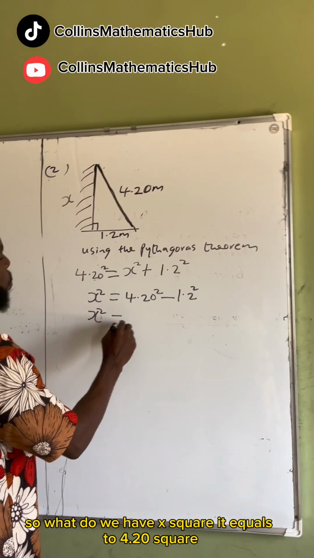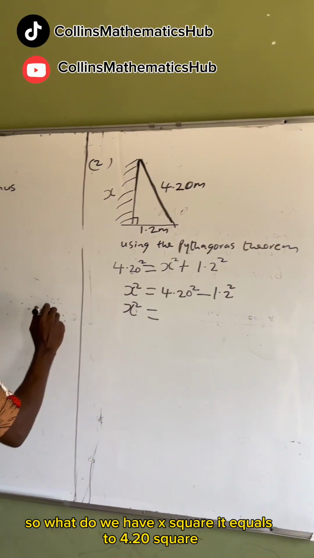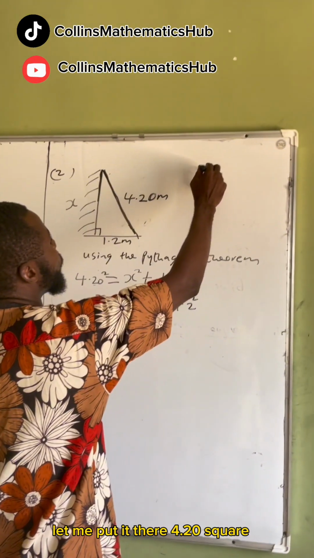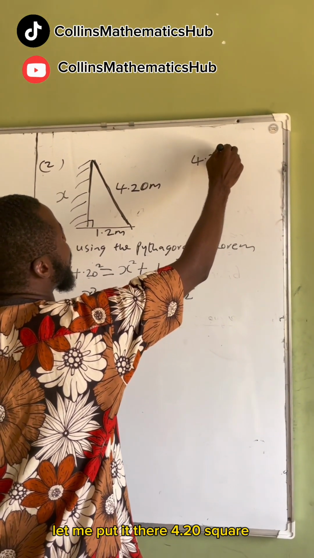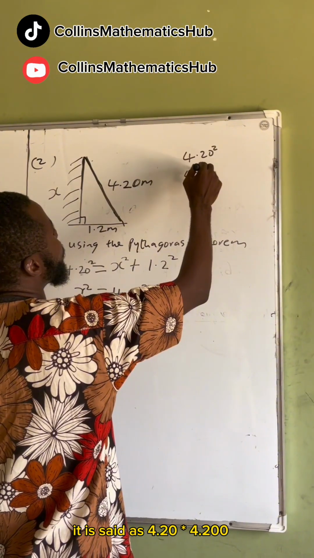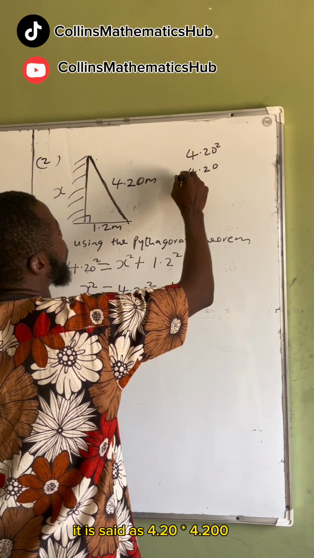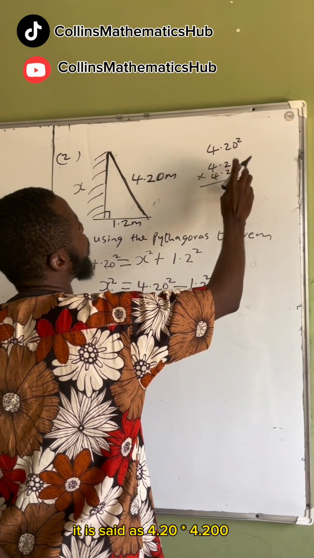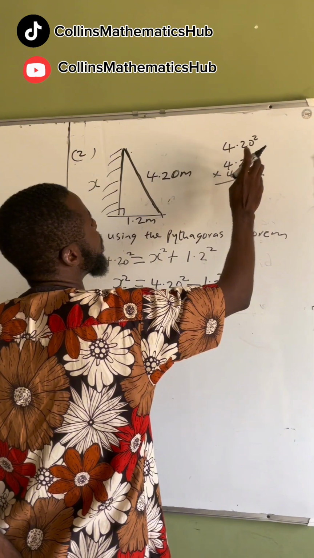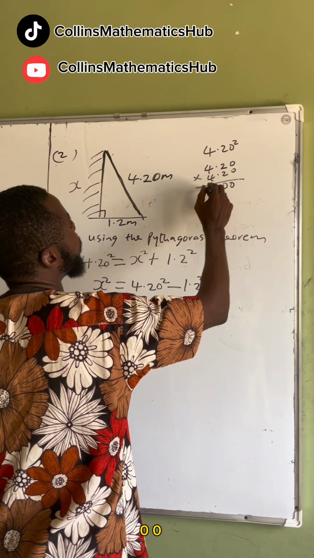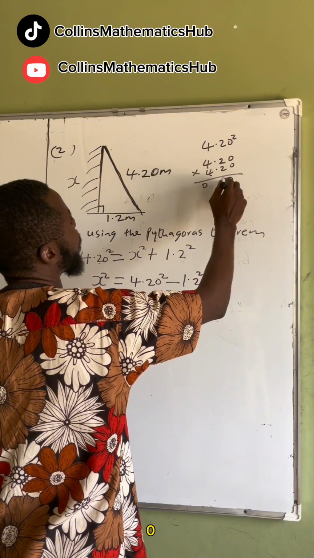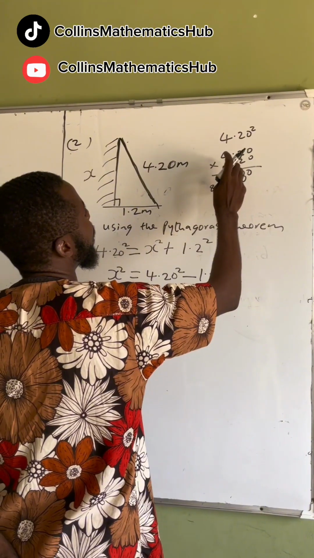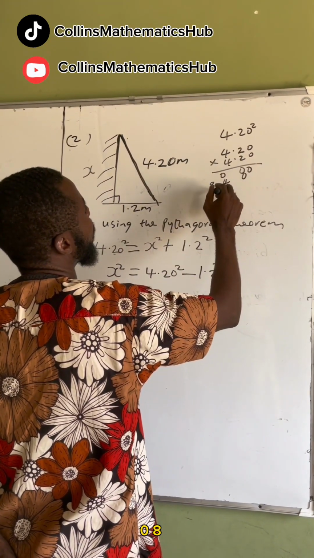X squared is equal to 4.20 squared. Let me put it there. 4.20 squared is the same thing as 4.20 times 4.20.